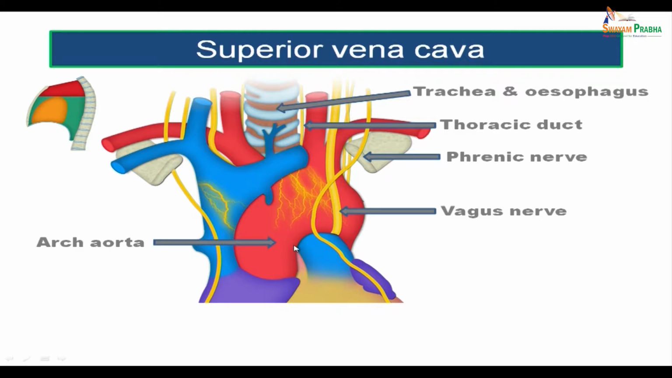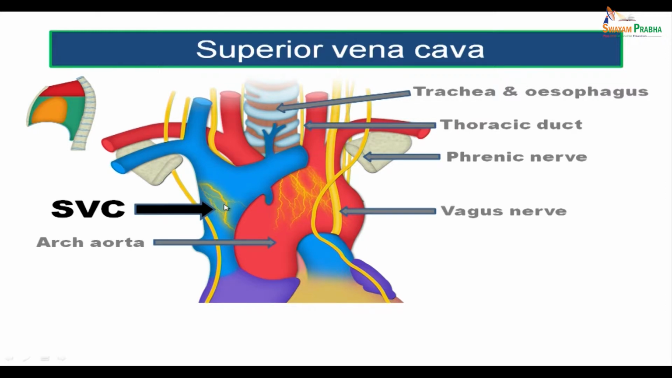Now, let us look at each of these contents in detail. Coming to the superior vena cava. The superior vena cava is a large vein, the second largest vein in the body, which is present in the superior mediastinum. It is formed by the union of the right and the left brachiocephalic veins, which bring the blood from the head and neck and the upper limbs. They unite together at the level of the first right costal cartilage, very close to the sternum. That is the costosternal joint. You find the union forming the superior vena cava.